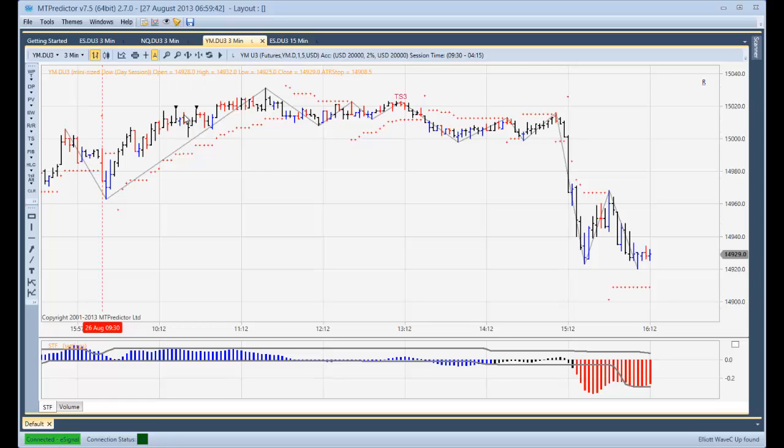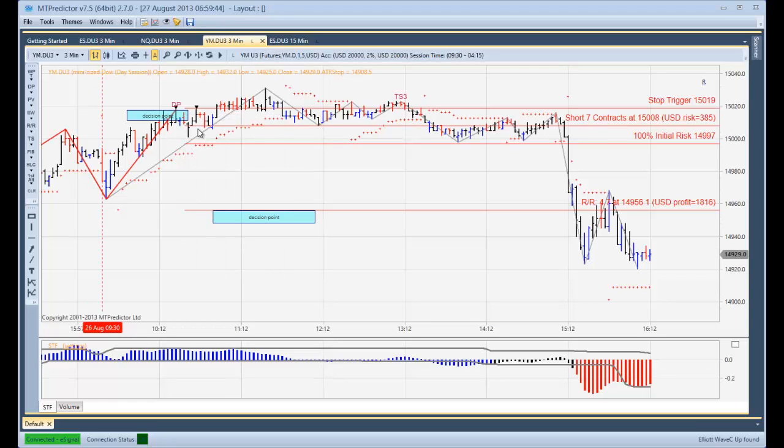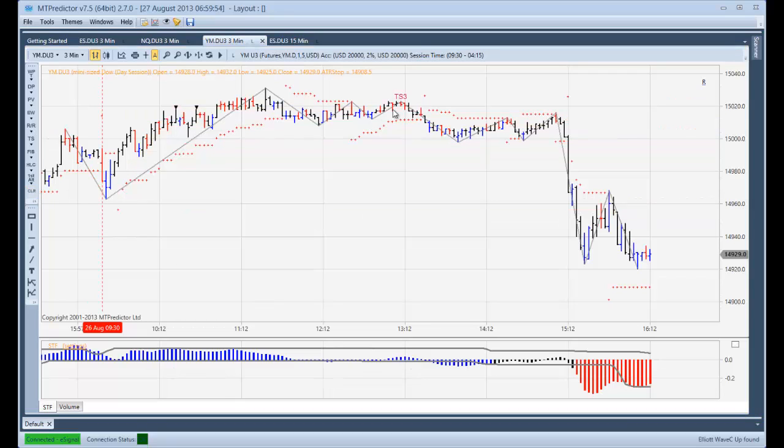These were double tops, so there would have only been one trade of this first one, and then one trade setup here. However, these were both against a blue STF, so standard MTPredictor traders would have avoided these and there would have been no trade setups to be had on the YM yesterday.